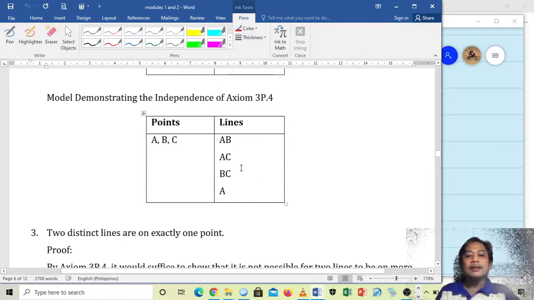But then, axiom 3p.4 is not satisfied because if we examine the lines BC and A, BC and A do not intersect. They do not have a point in common. Meaning the fourth axiom is not satisfied even if the first 3 are all satisfied. Meaning the fourth axiom of the 4-point geometry is independent. Since we have proven that all 4 axioms are independent, then we say that the system is independent.